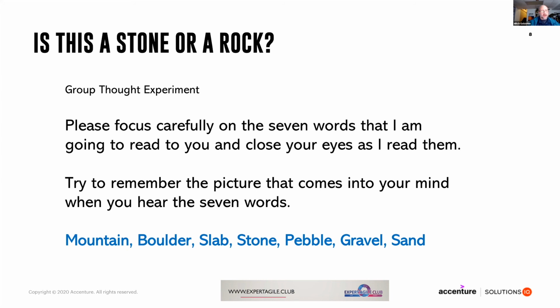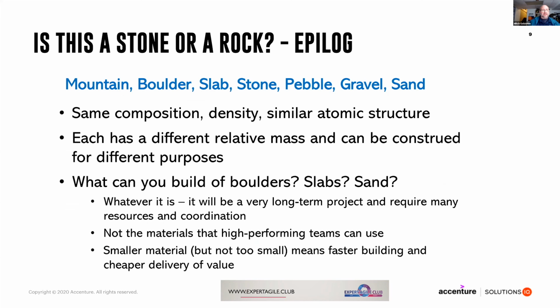Those are the 7 words right there: mountain, boulder, slab, stone, pebble, gravel, sand. As you'll notice, this is kind of its own sort of Fibonacci sequence, we can even say. Mountains, boulders, slab, stone, pebble, all these things are made of the same substance, relatively speaking. They have approximately the same density, they have similar atomic structure, but each has a different relative mass and can be construed for different purposes. And so the reason why we have to talk about appropriate size is because we can't use boulders or mountains to build things with. We have to have things that are workable.